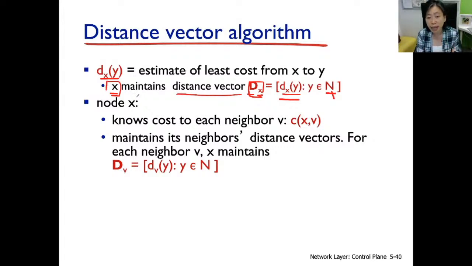And before we could calculate Dx, the node needs to have two pieces of information. According to the Bellman-Ford equation, we need to know the link cost from the node to each of the neighbors, so the cXV's. And in order to have the shortest distance from each of the neighbors to a particular destination, we also need to know the neighbors' distance vectors. So for each v, node x also maintains Dv.